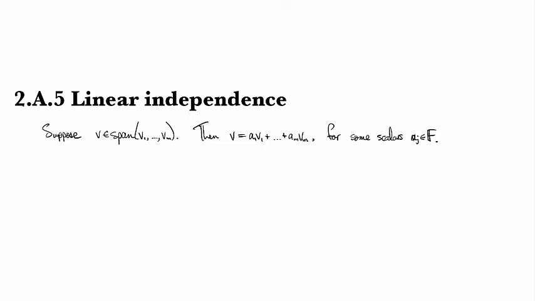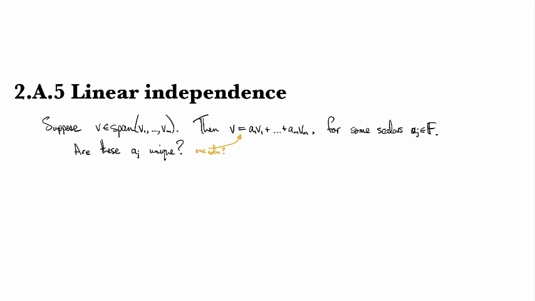aj, right? Okay, so then you can ask the question, are these aj unique? So in other words, is there only one solution to this equation here, one choice of coefficients that'll do it? And this is the question of linear independence. So if v1 through vm is an independent set, the answer will be yes.